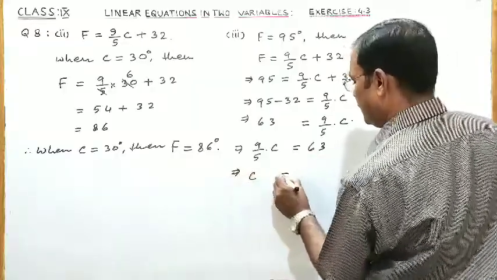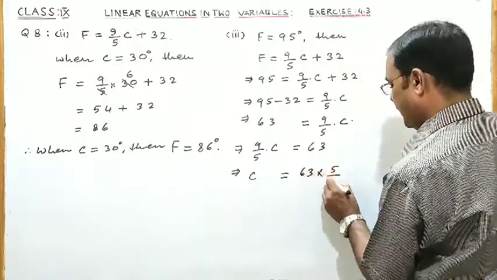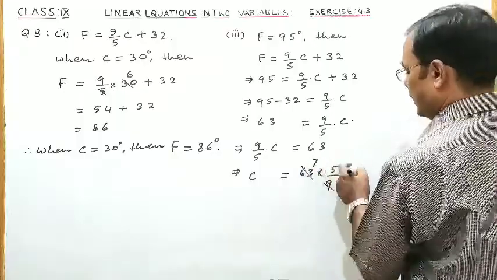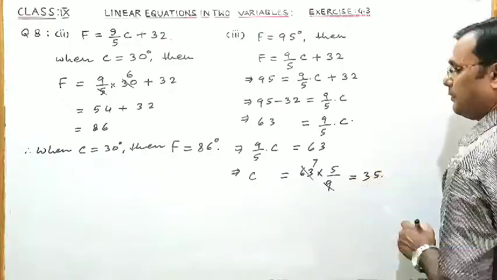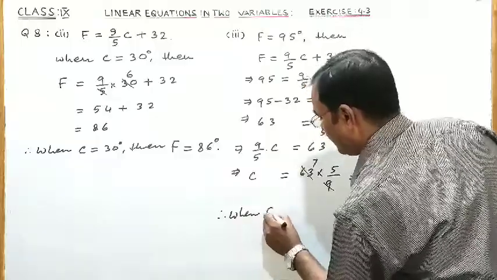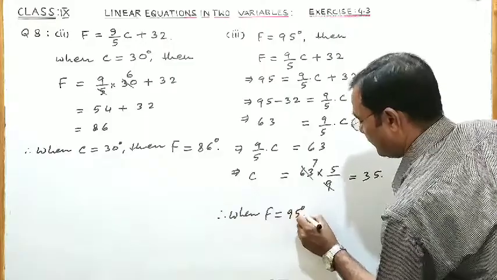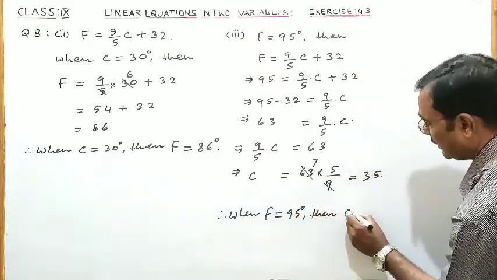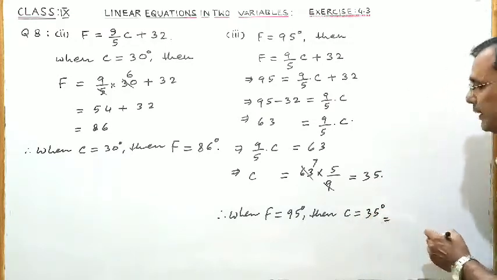So C equal to 63 into 5 by 9. 9 7 ja 63, 7 into 5, 35. So therefore, when temperature in Fahrenheit is 95 degree, then temperature in Celsius scale is 35 degree.